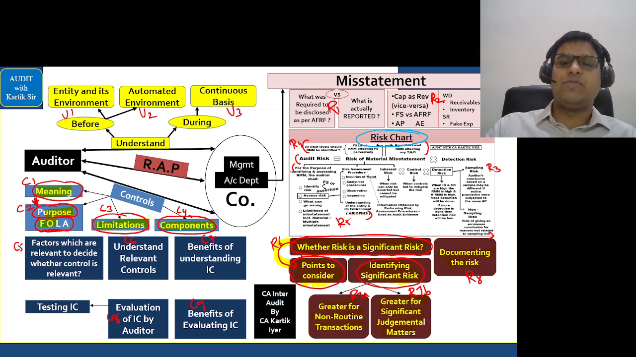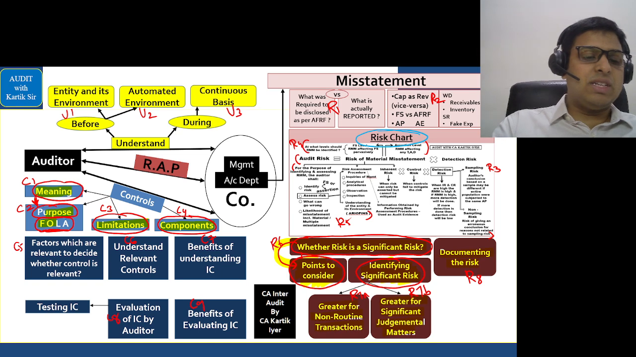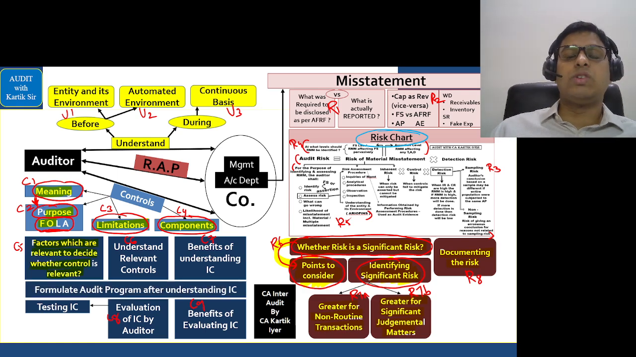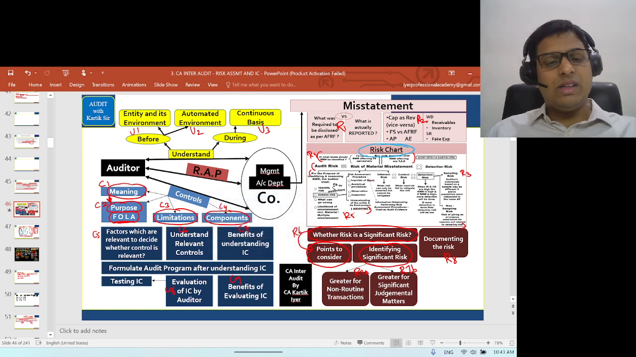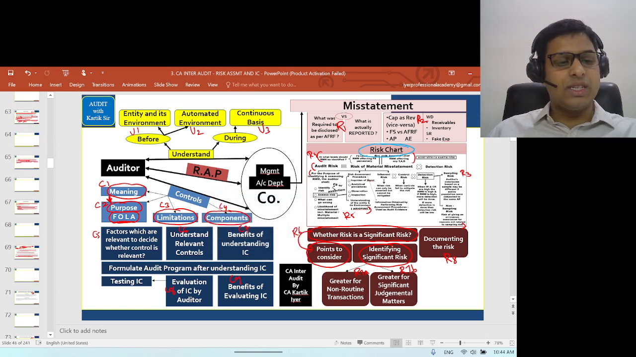Let me just complete this first. In part 1 of this chapter's revision video, I'll complete the internal control components also. Okay, let's go on to the next one. See this: factors which are relevant to decide whether a control is relevant. Remember this answer, a very, very important one. What factors will you check to decide whether a control is relevant or not? If you remember, we had done this area.